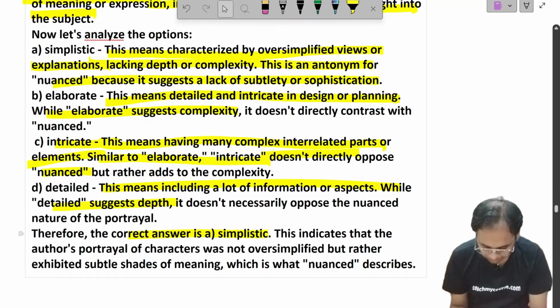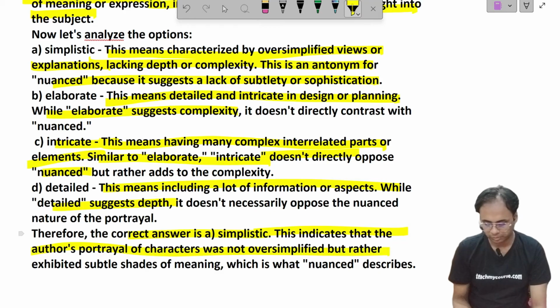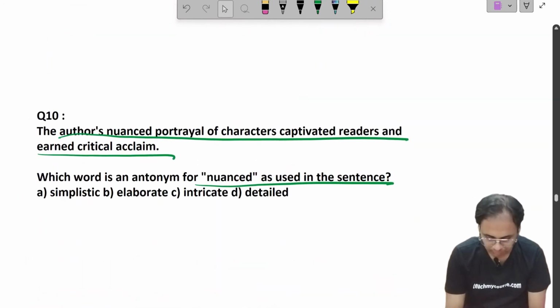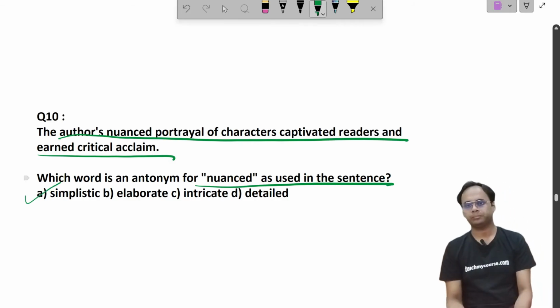So this indicates that the author's portrayal of character was not oversimplified, but rather exhibited subtle shades of meaning. This is what nuance describes. So it is quite a deeper understanding. So simplistic is the antonym for that. So that is the answer.